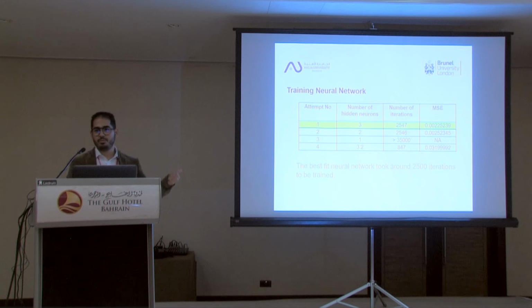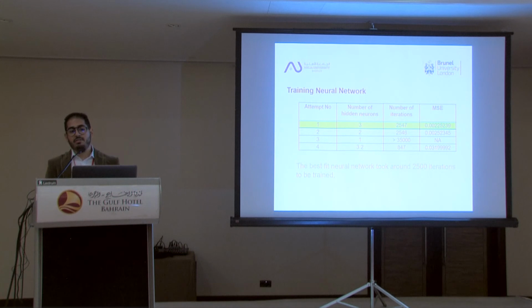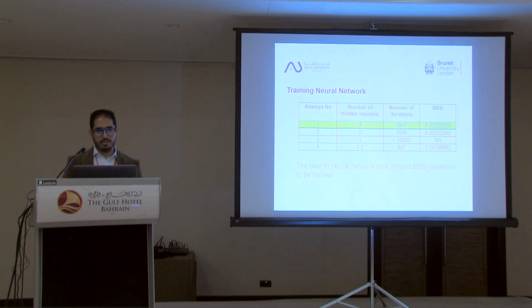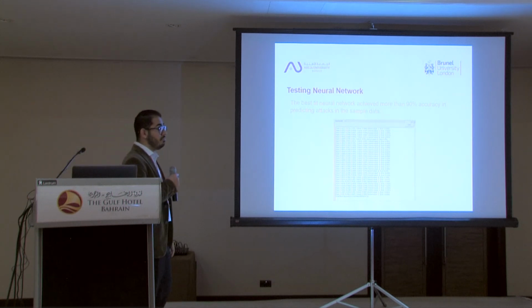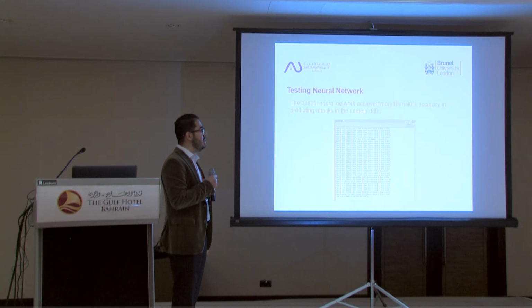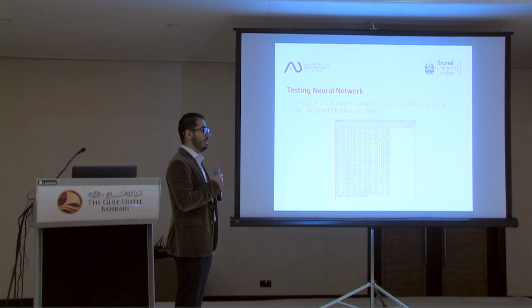So we have steps. First, we need to see which neural network fits the best. And the best that was fitting for me here is the one which you can see is the one with the lowest mean square error. It's a neural network that had 3 input neurons, 1 hidden layer with 3 neurons, and 1 output layer. So this took around 2,500 iterations to be trained. And the good thing is that I got more than 90% accuracy in detecting if there is attack or non-attack.